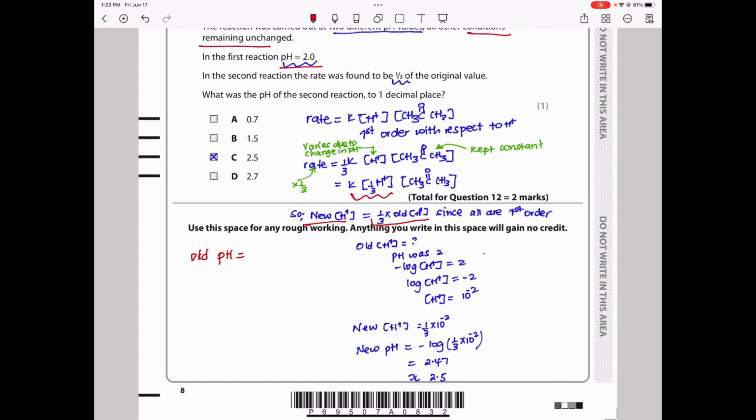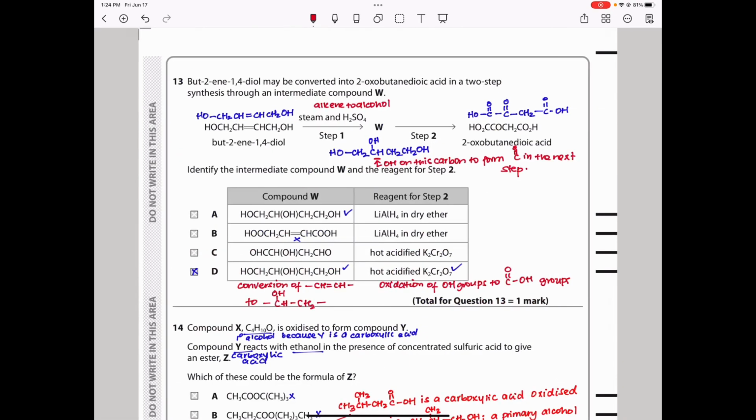Again, pH is equal to negative log of H plus. So we will say 2 is equal to negative log of H plus, and use that to find the hydrogen ion concentration, which comes out to be this, and that's the old hydrogen ion concentration. So the new hydrogen ion concentration is a third of that, and then we can say the new pH is negative log of the new hydrogen ion concentration, which gives us a pH of 2.747. However, they said to give your answer to 1 decimal place. Rounding off gives us the answer 2.5, and the answer here ends up being C for question 12. So I will continue on to question 13.